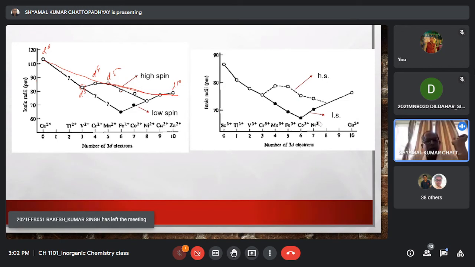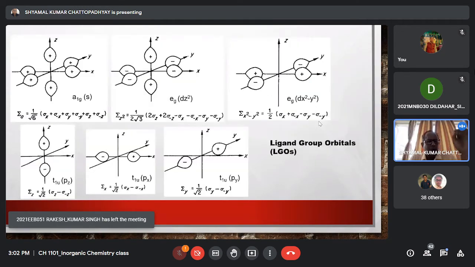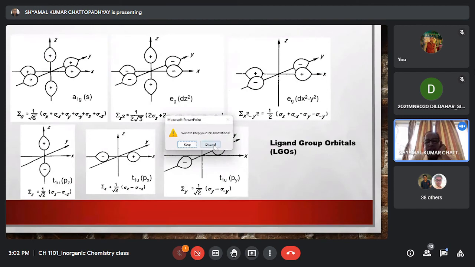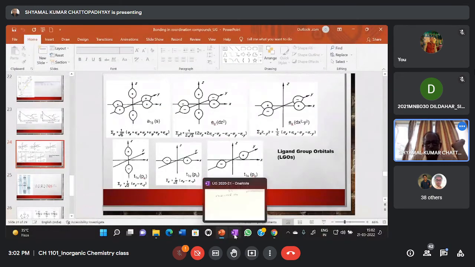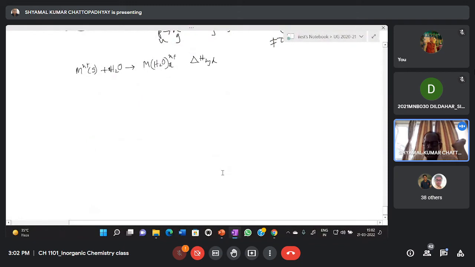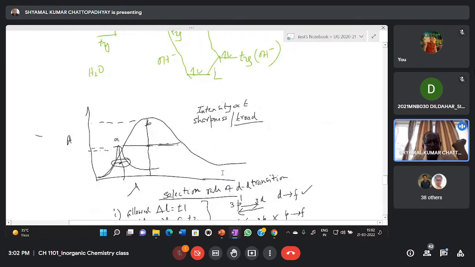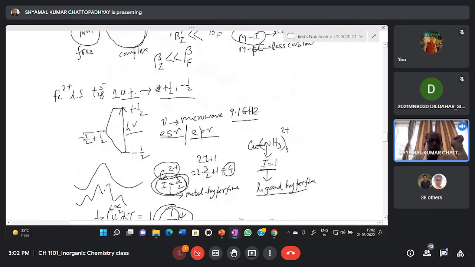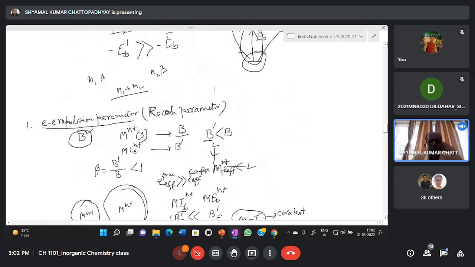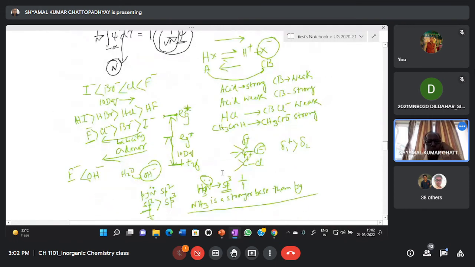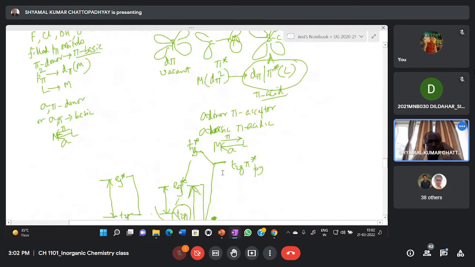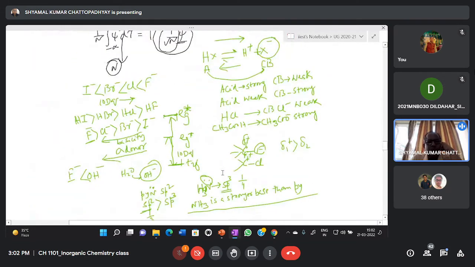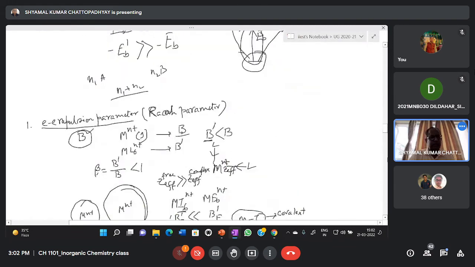Next we come to the molecular orbital theory. Before going to the molecular orbital theory proper, I first of all would like to introduce it. I know you have some introduction to the molecular orbital theory in your 11th and 12th class. I think all of you are very much familiar with it.